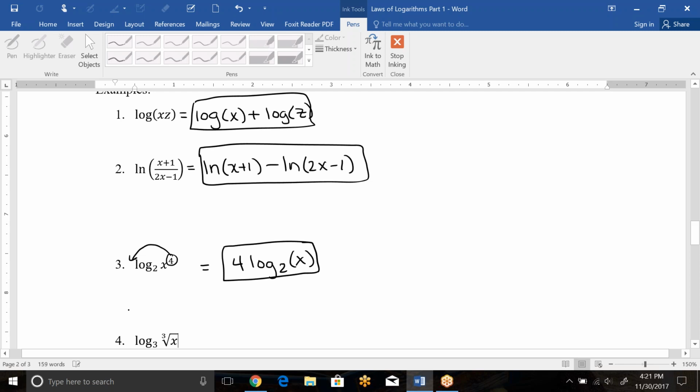Now you could have written that as x times x times x times x and then broken it up into 4 log 2 x's and then added them all together and got the same thing, but we like the power rule because it gets us there a little bit quicker.